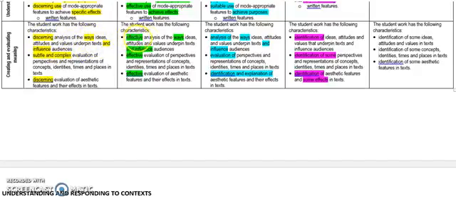For a B, you've done this in an effective way to influence the audience. For a C, you have analysed this to influence the audience. And for a D, you've simply identified some of these ideas.